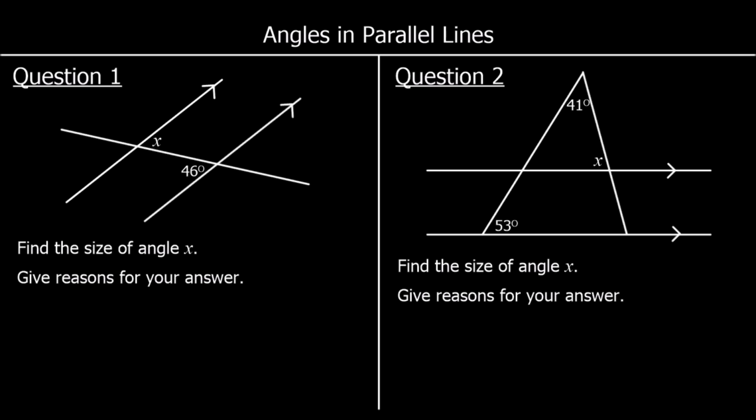Okay, to finish up, two questions. So pause the video, give them a go, and press play when you're ready for the answers. Question 1, find the size of angle x. X and 46 here are alternate angles. So x is 46 degrees because alternate angles are equal.